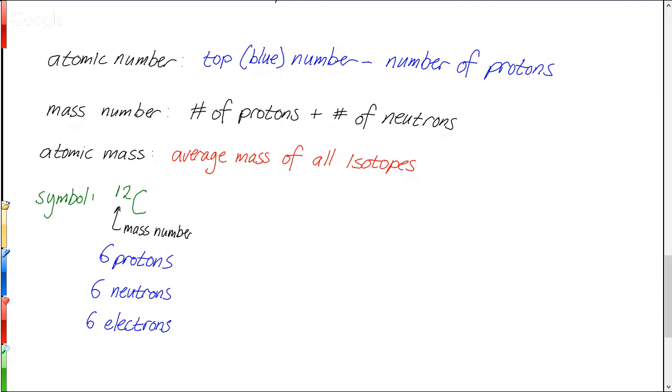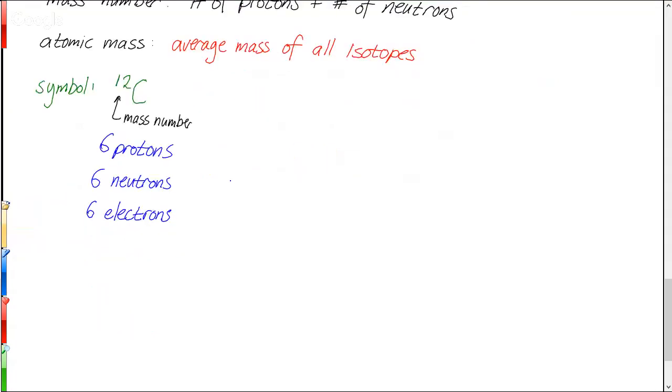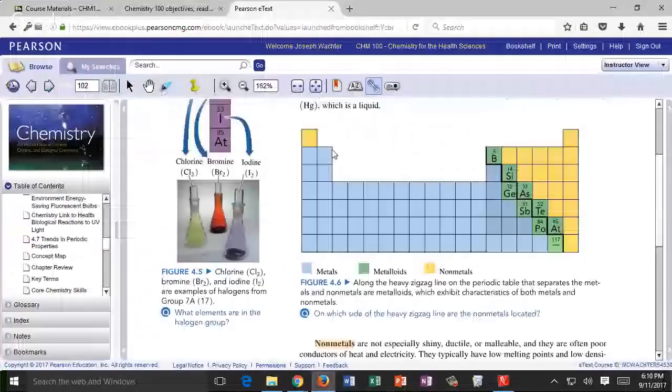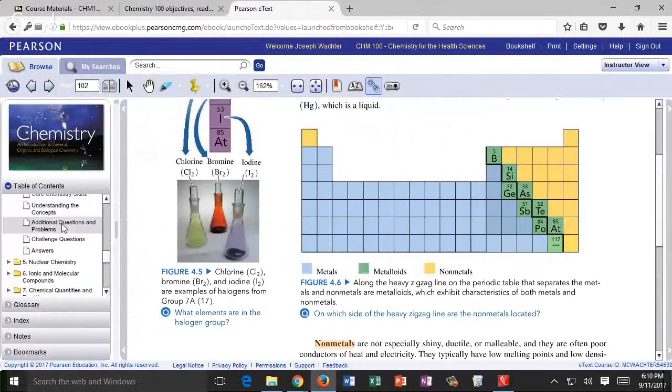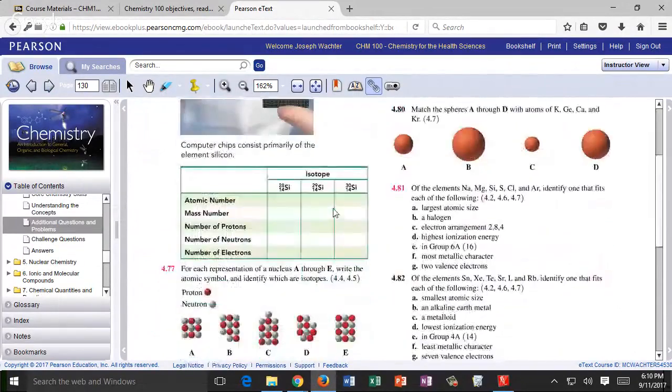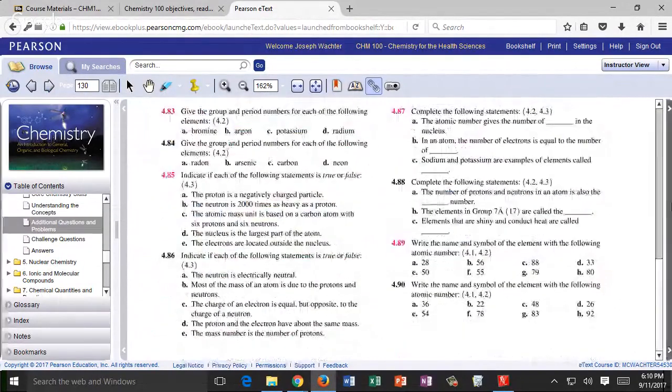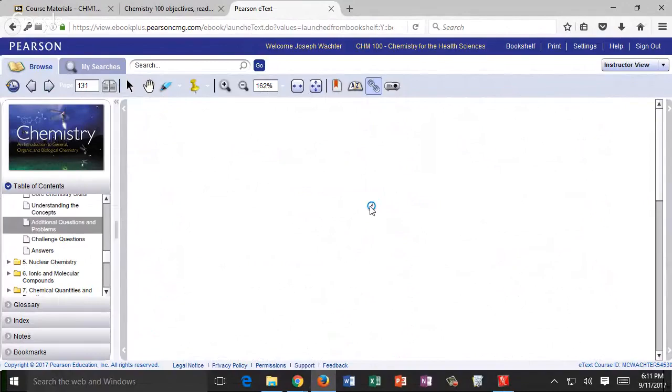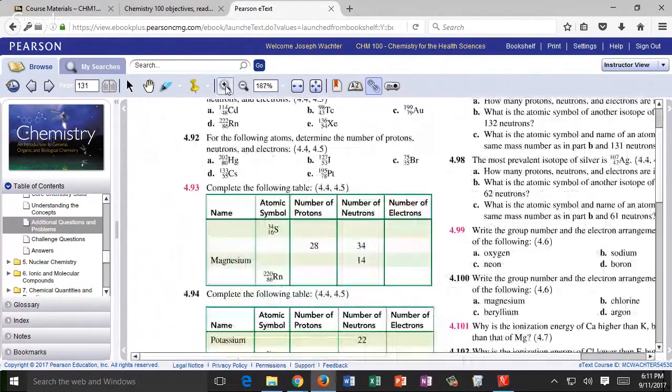All right, so that's how you figure out all of the subatomic particles of an atom. To try this, we're going to grab a problem from the book. I like the way these are laid out because we can do a bunch of them at once.